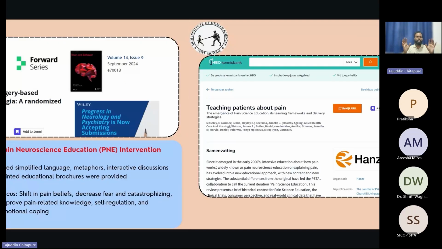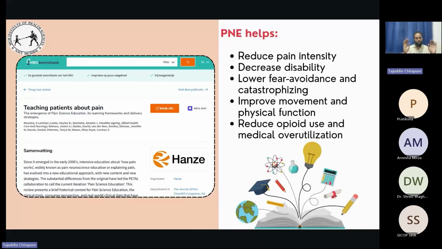So PNE helps to reduce pain intensity. It decreases disability, fear avoidance, and catastrophizing, improves movement and physical function, and reduces pain-dependent medication. So PNE is backed by the evidence, right? It reduces pain intensity, disability, and fear avoidance, but of course along with exercises, with a proper protocol. So it is low cost, low risk, and high impact. It enhances your physical function and empowers your patient.